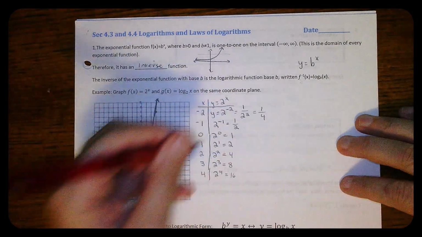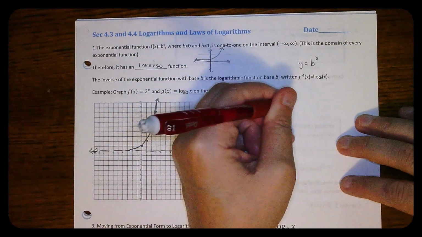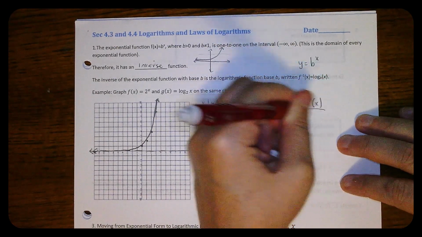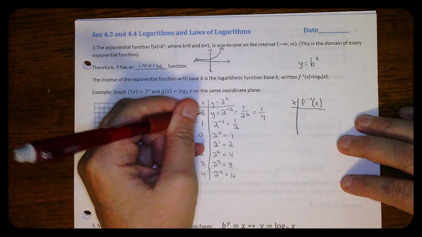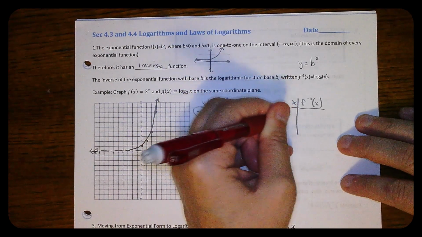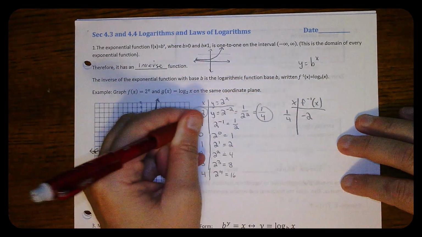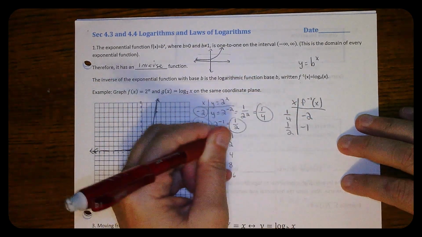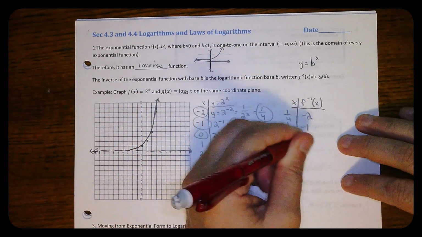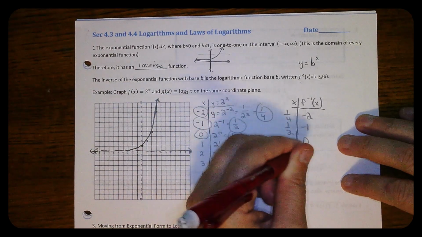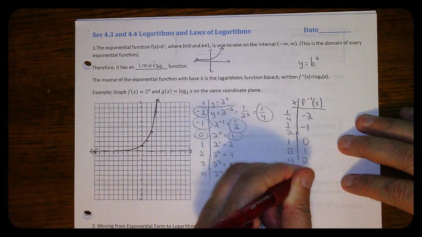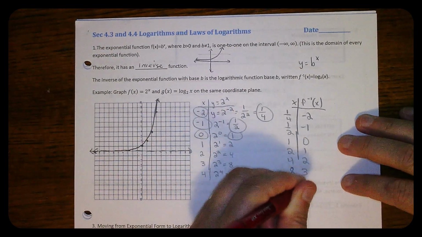But remember, inverses, we can switch these ordered pairs. So I don't have to know much about the inverse. I can switch the ordered pairs. So this would be (1/4, negative 2). This would be (1/2, negative 1). This would be (1, 0). And then we have (2, 1), (4, 2), (8, 3), (16, 4).